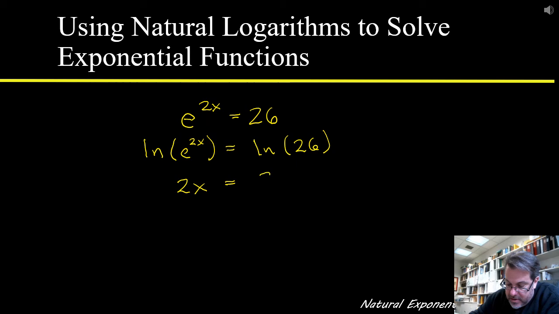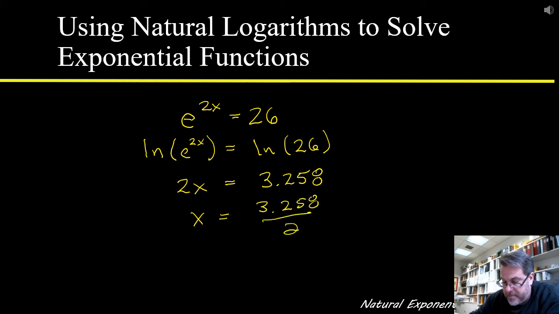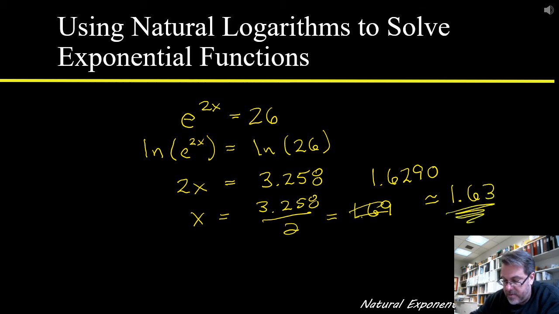and if you use your calculator, the log of 26 is 3.258. So that means x is 3.258 over 2, which is actually 1.629, which is about 1.63. Yeah. All right, I'm going to give you another one to try on your own, and then I'll show you my solution.